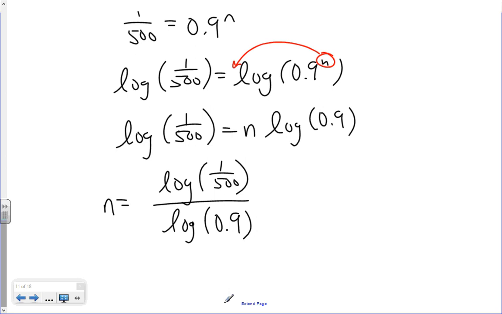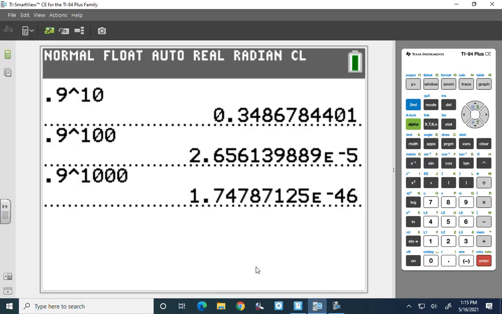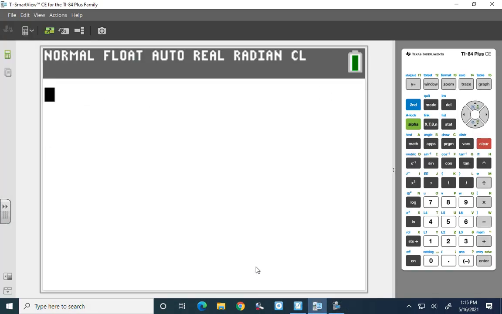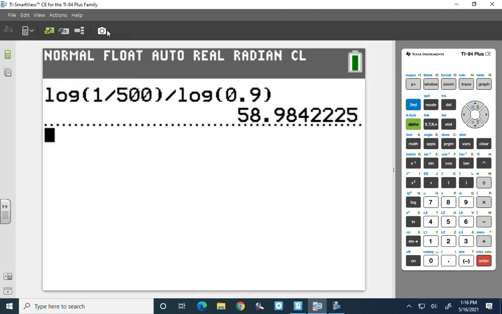Those are both negative numbers, but when I divide them, I'm going to get a positive number as a result. Let's see what value we actually get here. So grab your calculator and let's try that. I've got the log of 1 over 500 divided by the log of 0.9. And so we get 58.984.